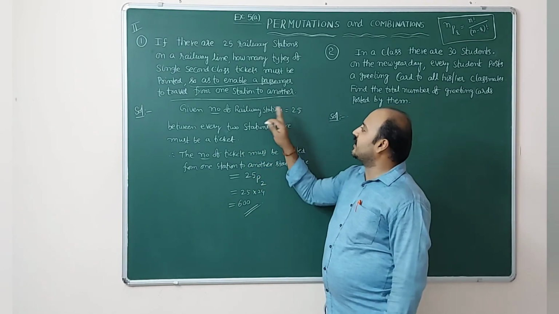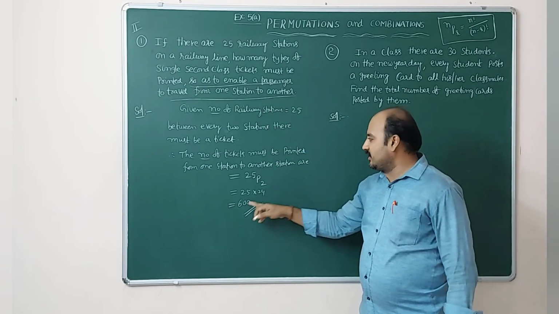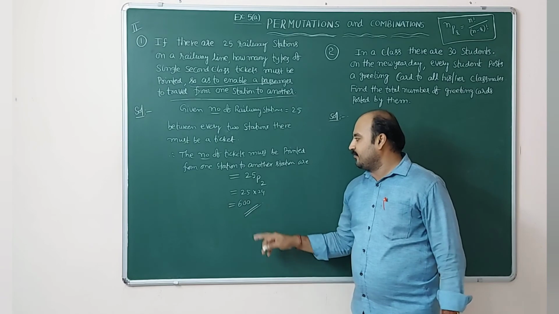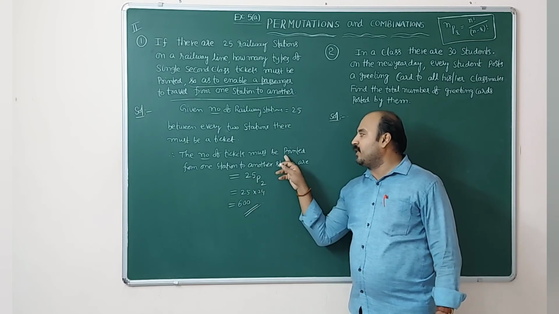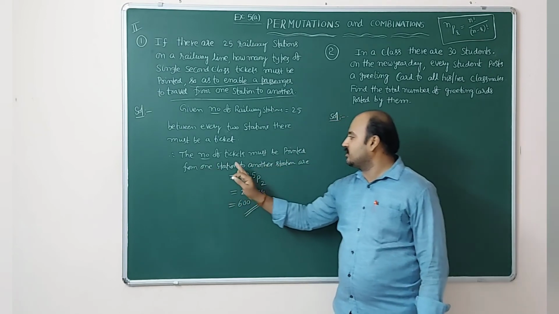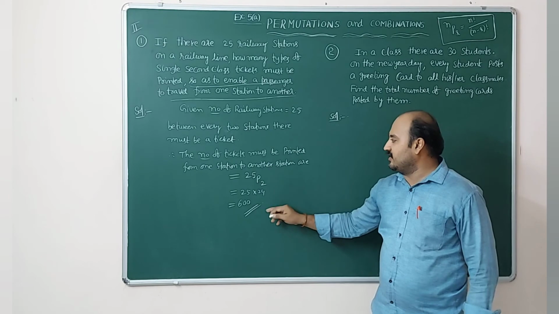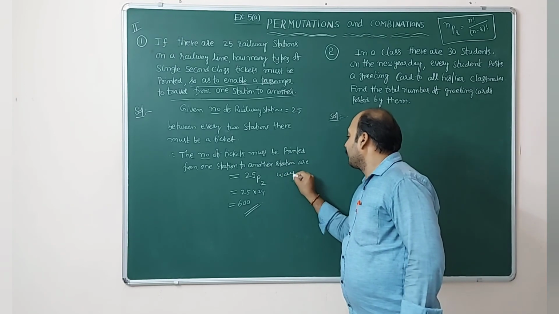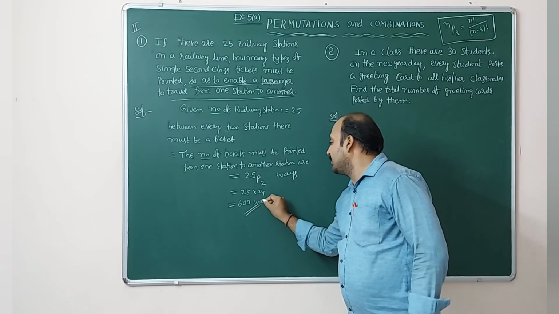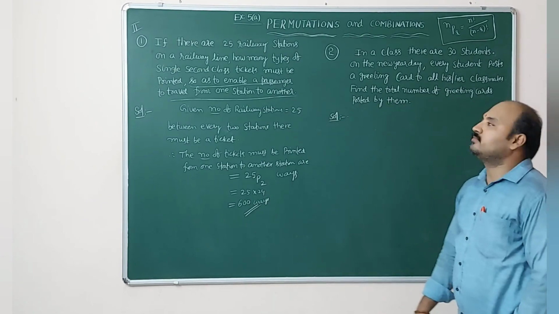So two stations are there. Out of 25, we can arrange two stations to print the tickets. So 25 P2, the number of tickets that must be printed to let a passenger travel from one station to another, is 25 P2 ways. So total 600 ways. Yeah, we'll move to another question.